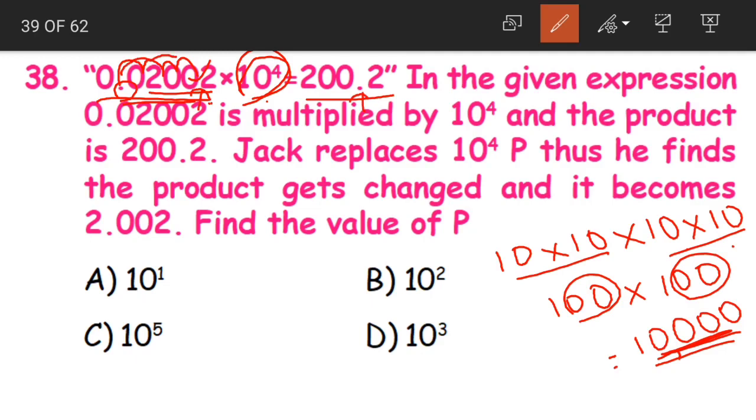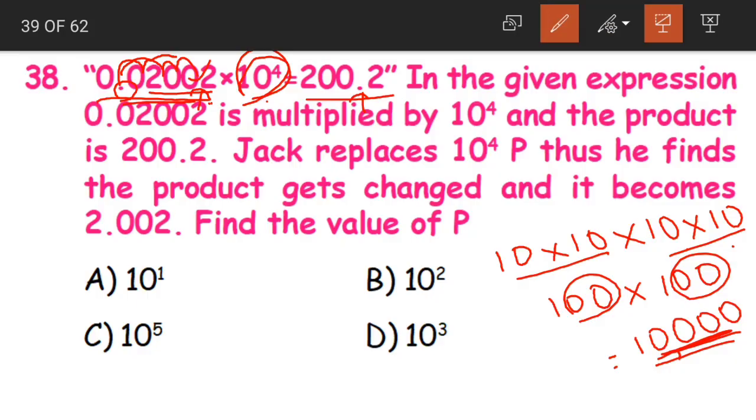So what do we understand from this? When we multiply a decimal number by 10, 100 or 1000, wherein we have a certain number of zeros, the decimal point will move a number of digits to the right equal to the number of zeros. Here we are having 4 zeros, so the decimal point has moved 4 digits to the right. In the given expression, 0.02002 is multiplied by 10 to the power of 4, and thus the product is 200.2.